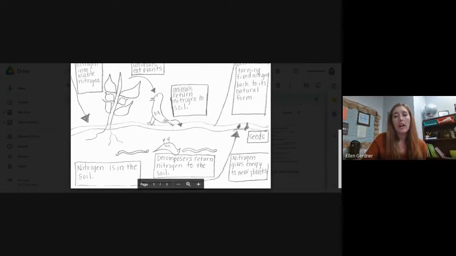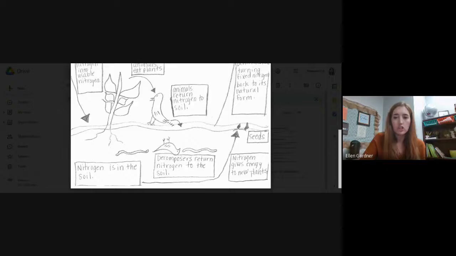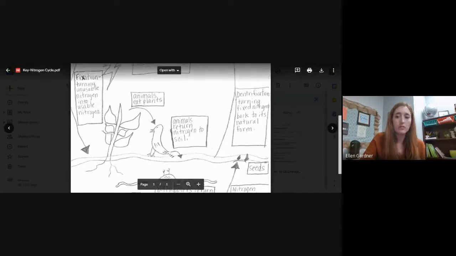And when there are animals that are decomposing or plants that are decomposing, nitrogen returns to the soil that way too. So nitrogen returns to the soil after the animal eats it. Nitrogen gives energy to new plants. There's that picture of new seeds growing.